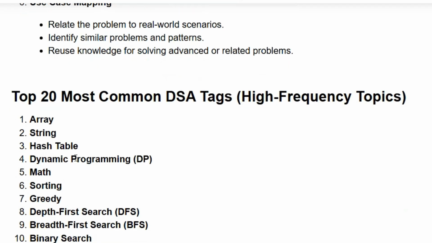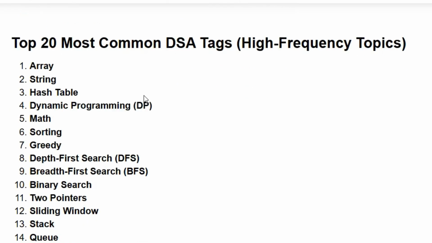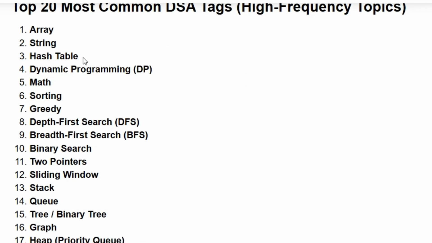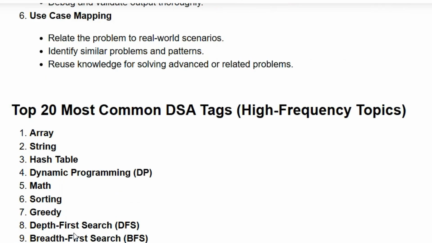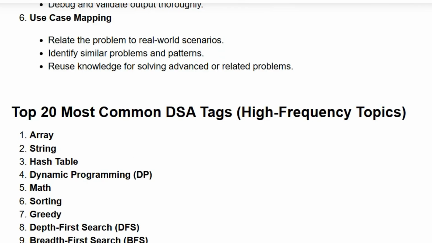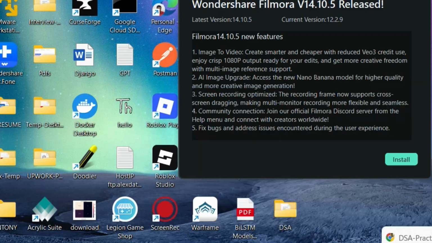Now, the most common DSA tags will be these: array, strings, hash table, dynamic programming, math, sorting, greedy, DFS and BFS, binary search, two-pointer, sliding window, stack, queue, binary search tree, graph, heap, prefix sum, recursion and backtracking, and design. So these are the tags. Now let us move into LeetCode.